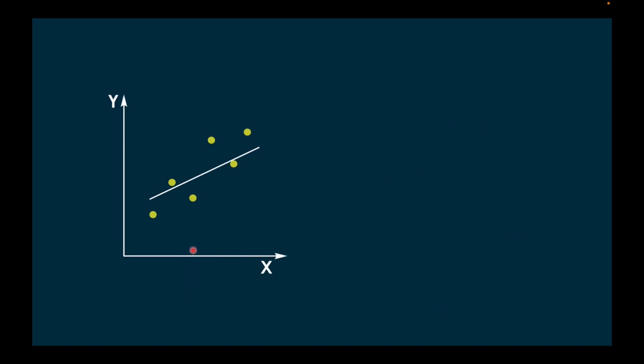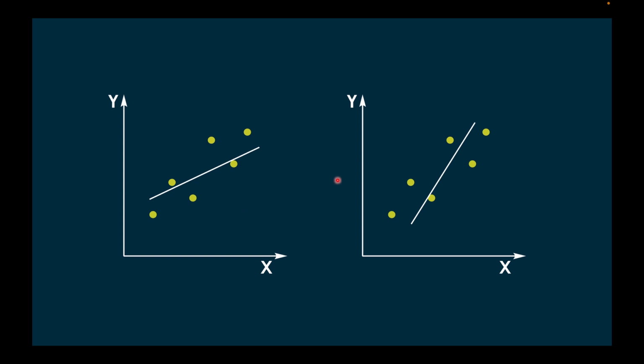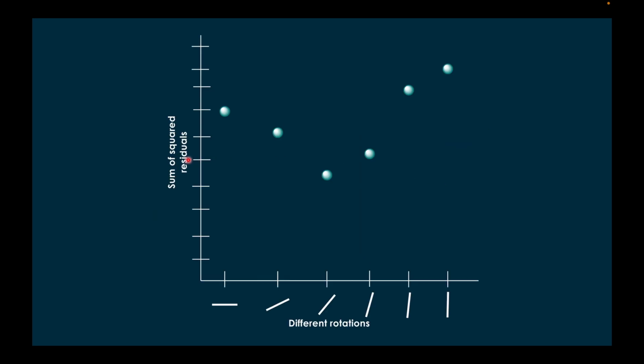Next we are going to rotate this line a bit, followed by determining SSR for this plot. Similarly, we are again going to rotate this line a bit more, and once again calculate the sum of squared residuals. In this manner, after a couple of iterations, we will have a plot between the sum of squared residuals and different rotations. The rotation with the minimum sum of squared residuals value would be our best fit line. So this is how we are going to determine our regression line.